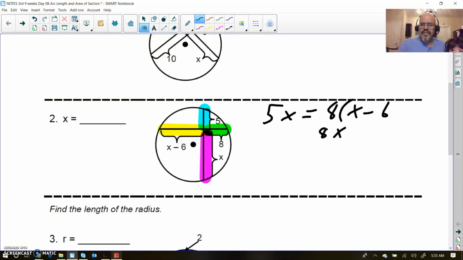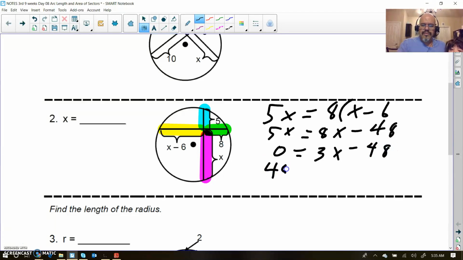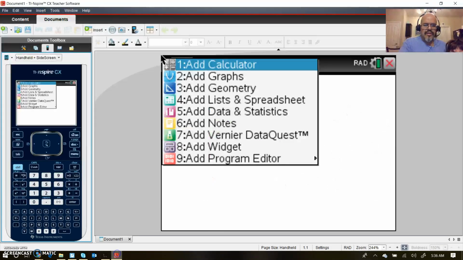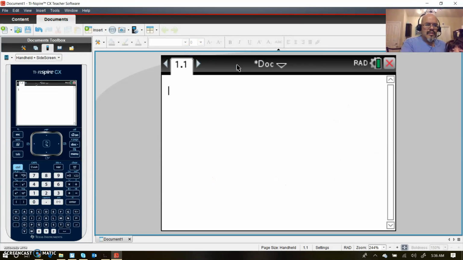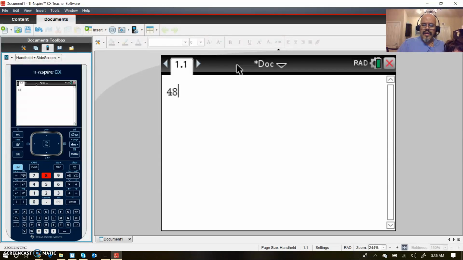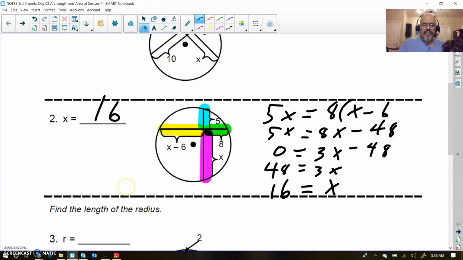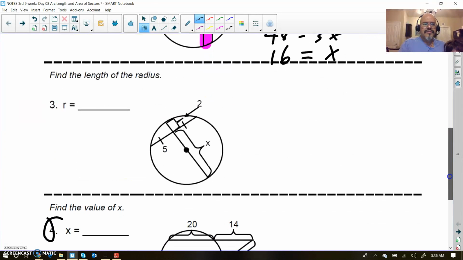Let's see, minus 48 equal to 5x. Subtract 5x from both sides, so it leaves us with 3x, but we get 0 on this side. Then we're going to add 48 to both sides, so it's going to be 48 equal to 3x. And so that gives us 16 equal to x, if we do the mathematics correctly. Let me just check my work. 48 divided by 3. Yes, it is 16. Alright, let's go ahead and move on to the next.